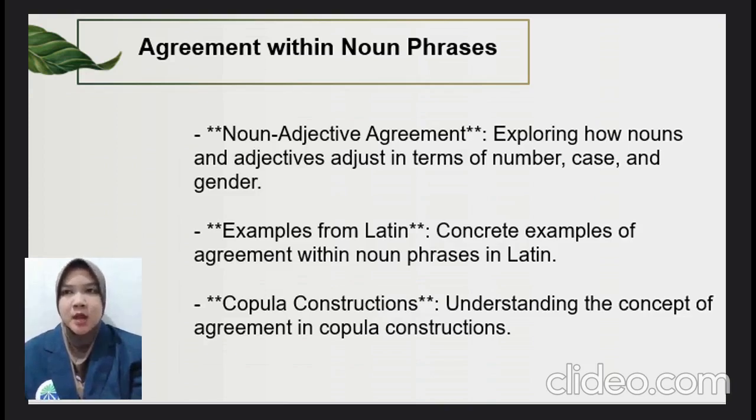And last, copula constructions. Understanding the concept of agreement in copula constructions. Example: in the sentence, "the apple is red," apple is the subject, singular, and red is the adjective. The copula ensures agreement between the subject and the adjective. If the subject were plural, the adjective would need to reflect that: the apples are red.